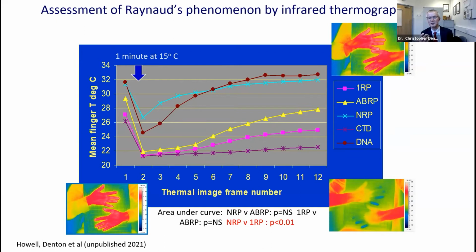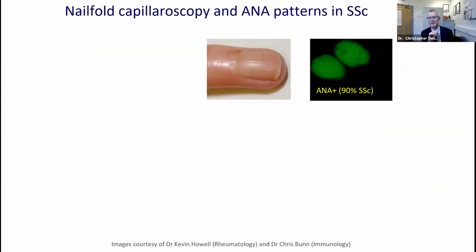And this is because they may have very severe vasospasm, or they may have structural changes to the blood vessels that mean that recovery is very much attenuated. So a very important difference between primary Raynaud's phenomenon and those that have secondary Raynaud's with a connective tissue disease. So we can get some discrimination just from those infrared thermography studies, but it's the microvascular diagnostic value of nail fold capillaroscopy that's particularly important, and particularly when you combine this with the autoantibody screening in our patients.